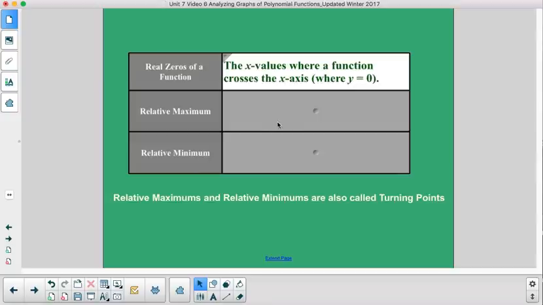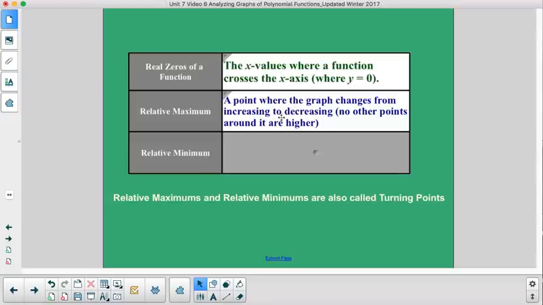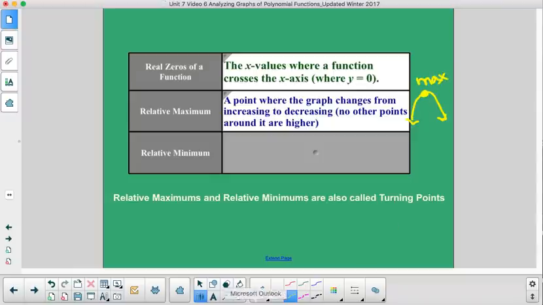I just drew pictures of what that would look like for you, but a relative max is a point where the graph changes from increasing to decreasing and there are no other points around it that are higher. So for instance, if we are increasing and then decreasing, this would be a relative max.